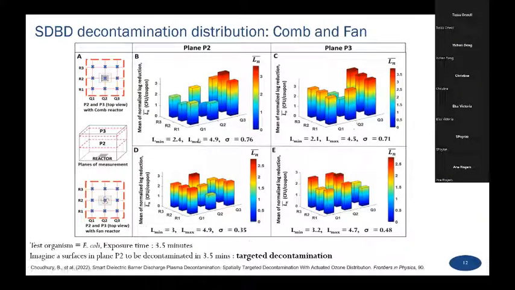In comparison, when we look at the decontamination distribution resulting from the fan reactor, we see a more uniform decontamination in both planes P2 and P3.